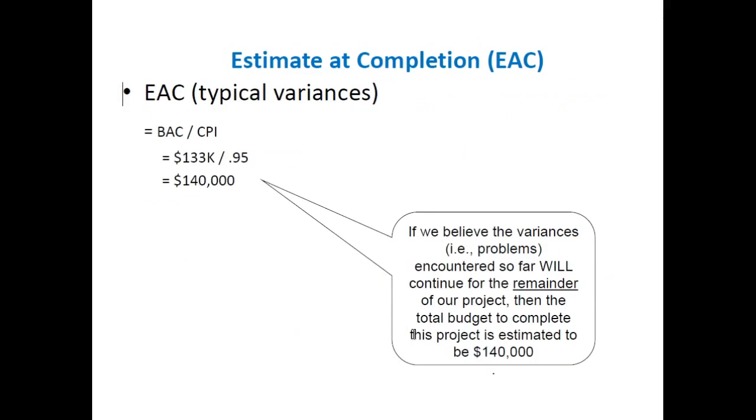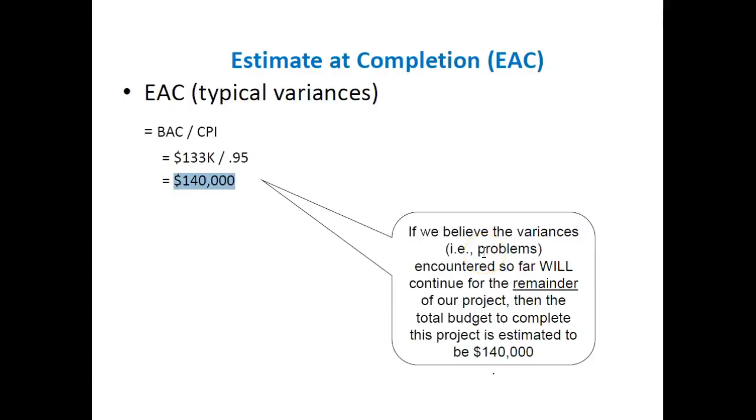So here's the example. And again, we just looked at the formula. It's BAC divided by CPI. We know our BAC is 133. That's the total cost of the project, divided by our current cost performance index metric, right? And when we do that, we get an estimate at completion of $140,000, right?